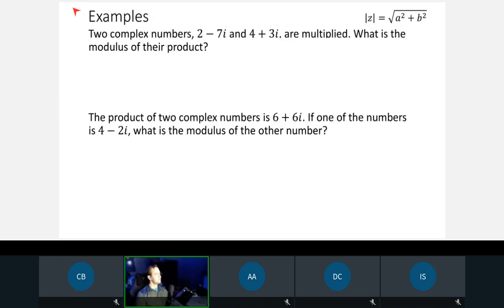All right, so first one on this page says two complex numbers, 2 minus 7i and 4 plus 3i, are multiplied. What is the modulus of their product? All right, so we got two complex numbers. We want to know what the modulus of their product is. So how should I start this problem? Ideas in chat. Ideas.